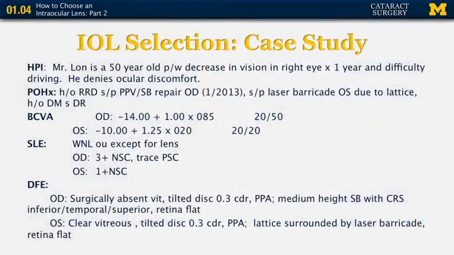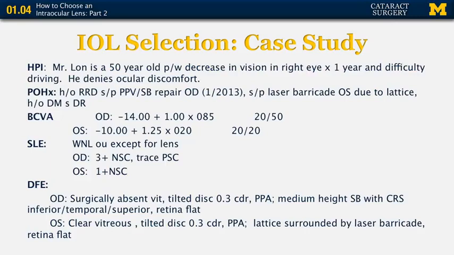Let's try to take our systematic approach and apply it to our case example here. Our case example here is the case of Mr. Lon, a 50-year-old gentleman with painless progressive loss of vision over the course of a year. His past ocular history is remarkable for an RD, that is status post-vitrectomy and buckle repair in that right eye, and he's also had some laser barricade in the fellow eye due to lattice.